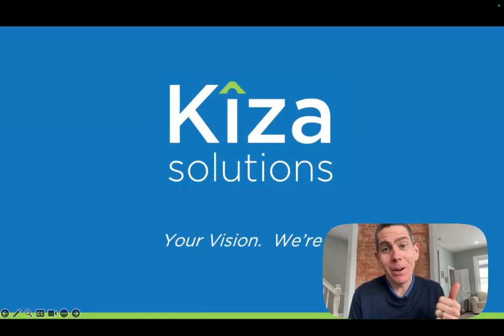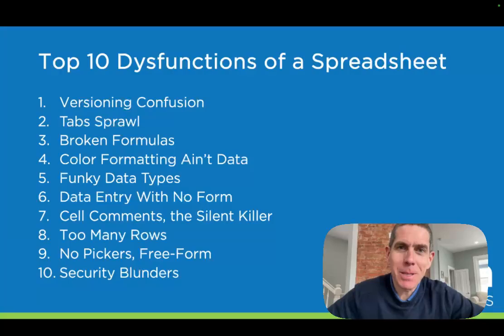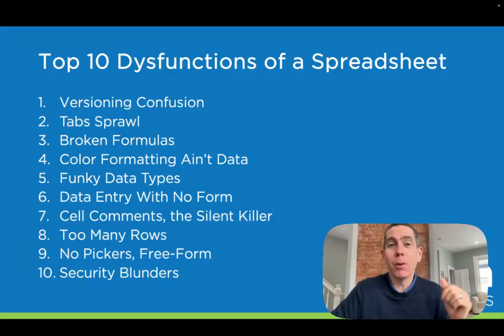And wrapping up our top 10 dysfunctions of a spreadsheet, here's the top 10 list in review. Versioning confusion happens to everyone. Who's got the source of truth? Who's got the ball? Oh, I thought I did. You edited it as well.